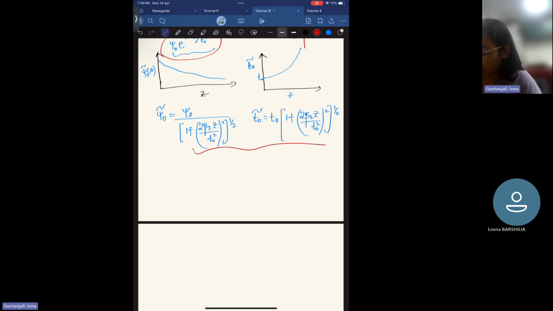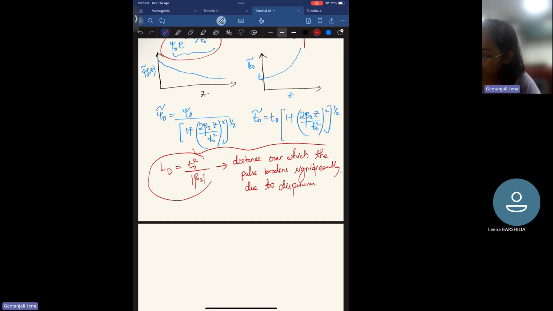Now, in this week, we learned that the dispersion length, which is LD, is given by T0 square by mod beta 2. So this is the distance over which the pulse broadens significantly due to dispersion. That is why this is the dispersion length.